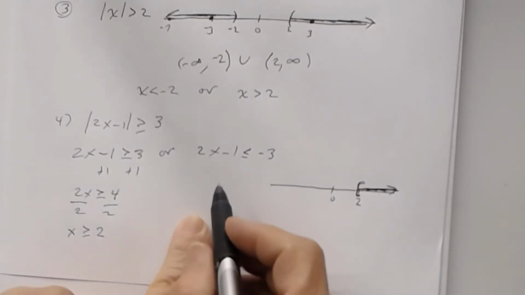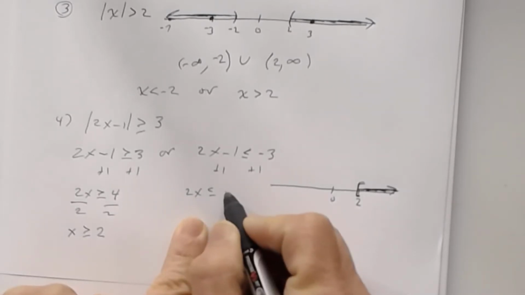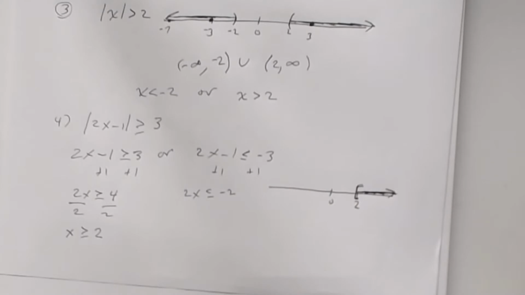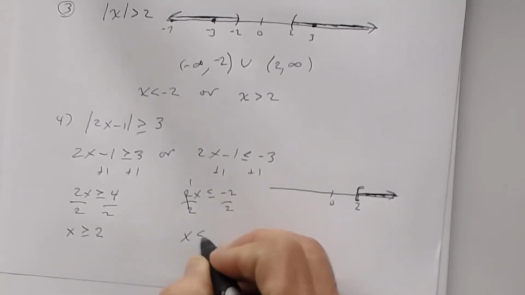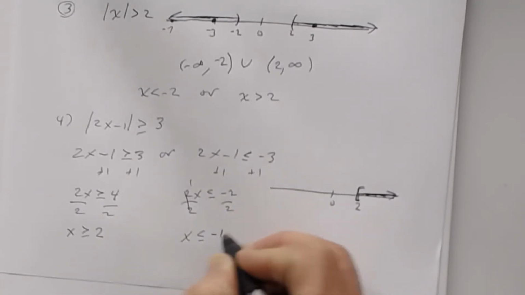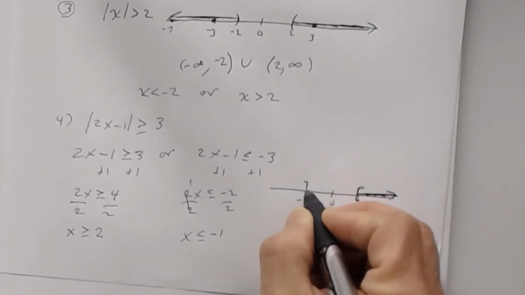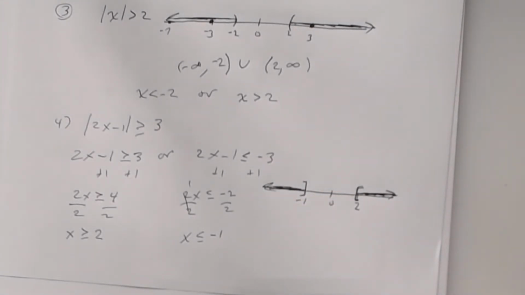The other one, add 1 to both sides. I get 2x is less than or equal to what? Negative 2. Then what's the next step? Divide both sides by 2. I get x is less than or equal to a negative 1. So here's negative 1. Bracket or parentheses? Going which way? To the left. All right. So there's your graph.